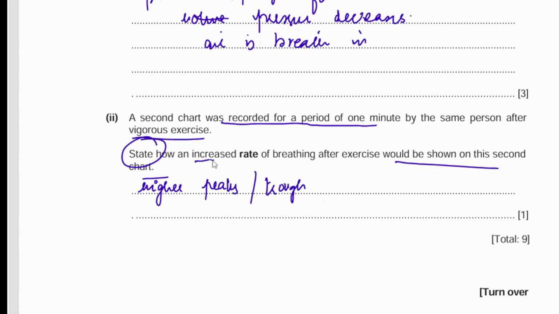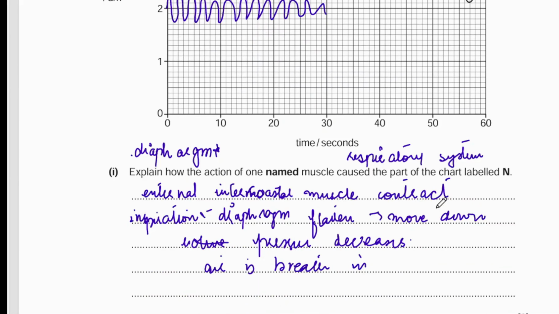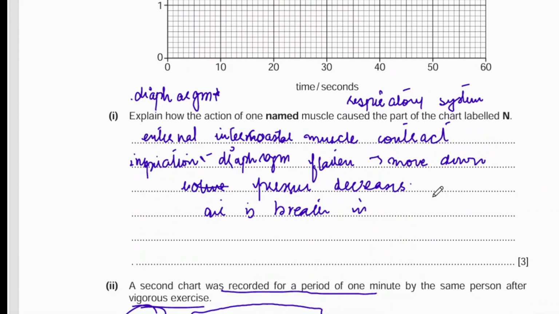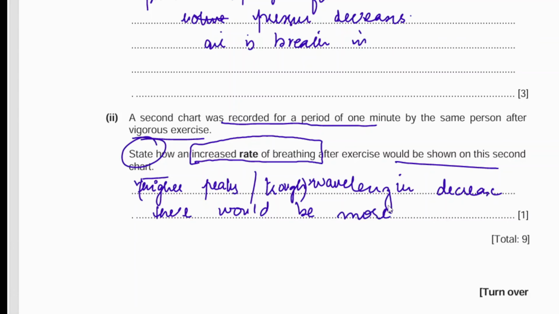Okay. They are saying increasing rate of breathing. They mentioned this word. So it means there would be more waves. They get shorter. Exactly. Wavelength would decrease and there would be more waves. So this is not the answer. So wavelength decreases and there would be more waves, because each wave represents one breath.